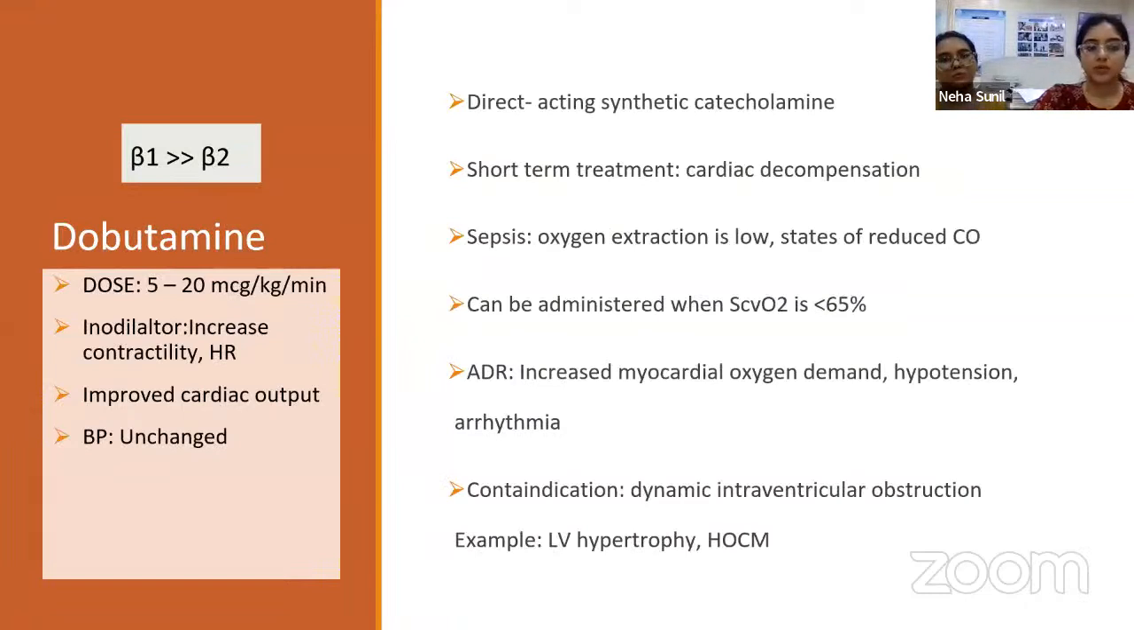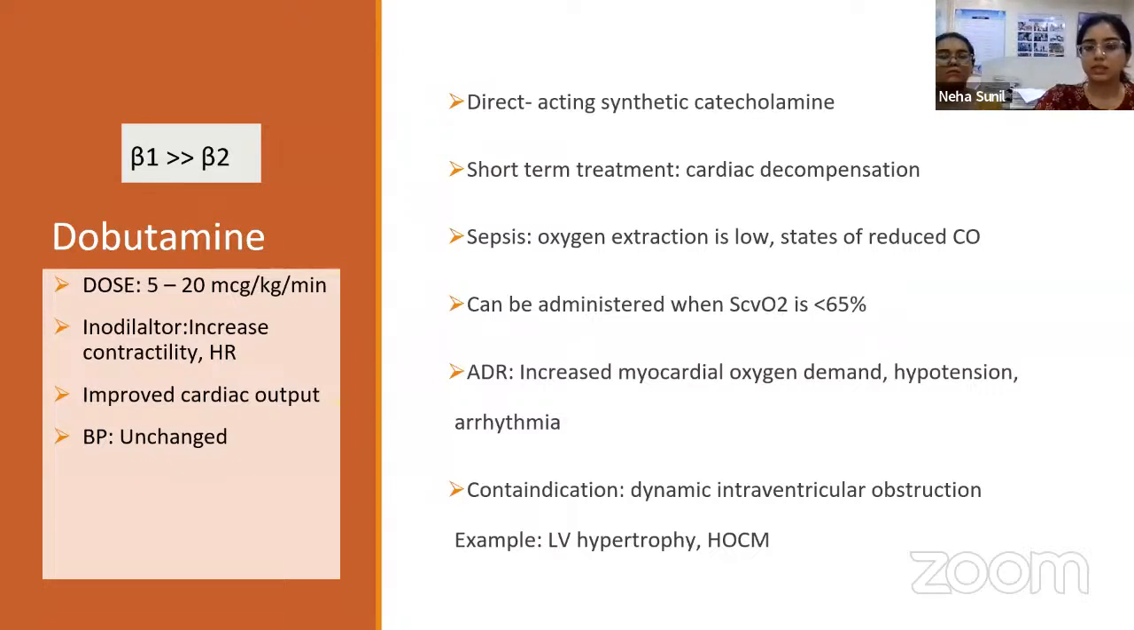Dobutamine. The dose of dobutamine is 5 to 20 micrograms per kg per minute. It acts on beta-1 and beta-2 receptors. It increases the contractility and the heart rate, and improves the cardiac output. The BP remains unchanged. It is a directly acting synthetic catecholamine.